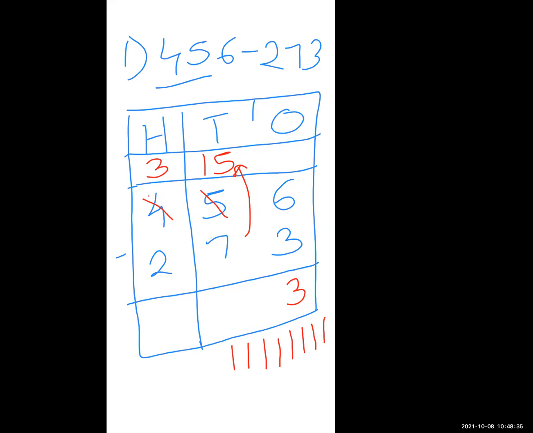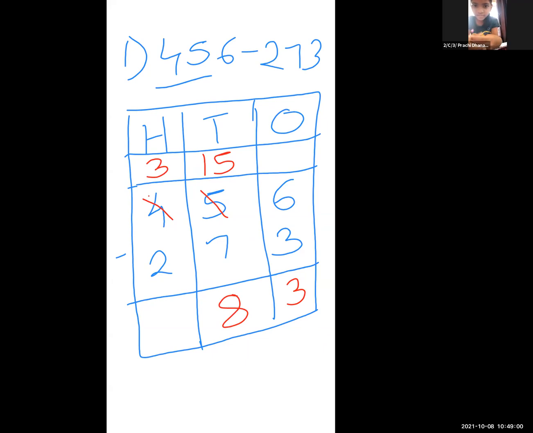Now what do we have to do? We have to count the lines. How many lines are there? 1, 2, 3, 4, 5, 6, 7, 8. So 15 minus 7 is equal to 8. Understood? Now we have to go forward to the next, the hundreds place.